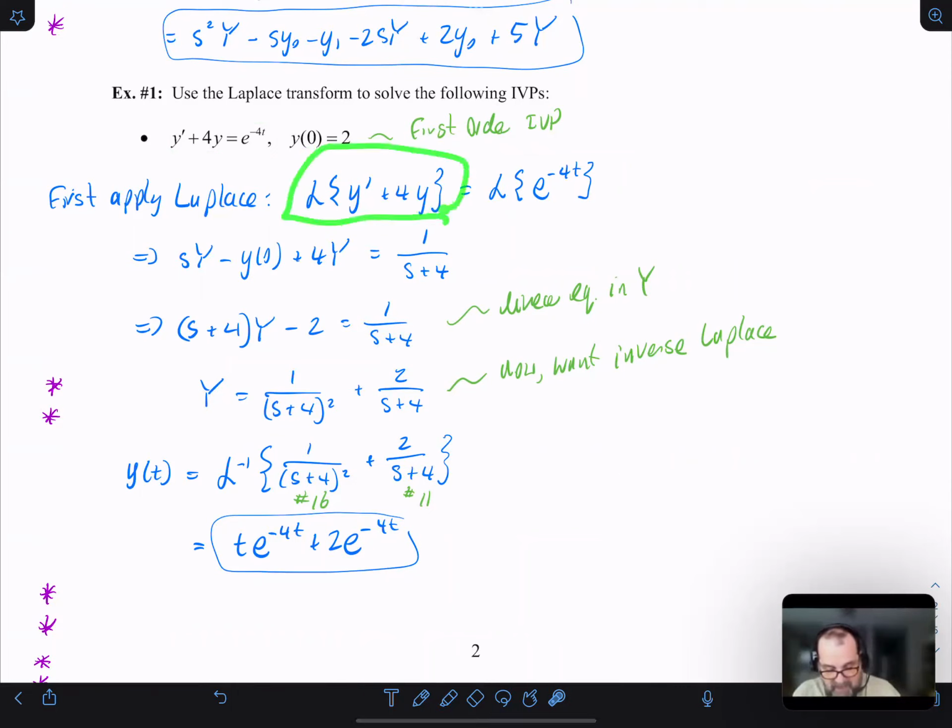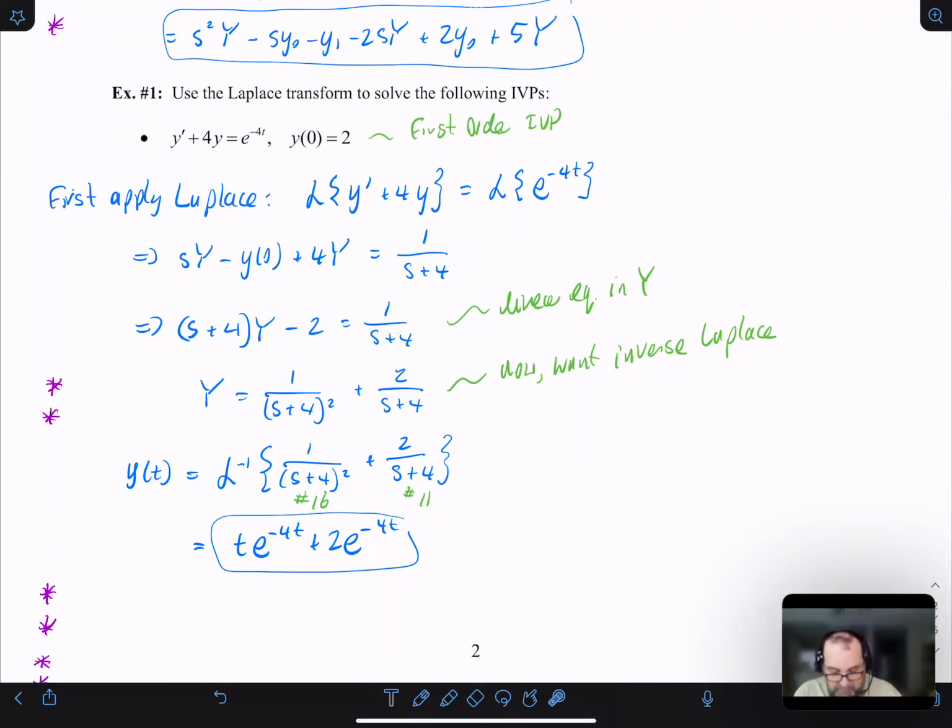Again, you can apply the Laplace transform to both sides. On the left-hand side, we can use these properties we've just learned. The Laplace transform of y prime is s big Y minus y sub 0. The Laplace transform of 4 little y is 4 big Y. So this is our left-hand side here. And then we need to go to our Laplace transform table and remember, what is the Laplace transform of e to the minus 4t? This is on your table. I want to say it's like number 11 or something. But again, this is what we get from our Laplace transform table.